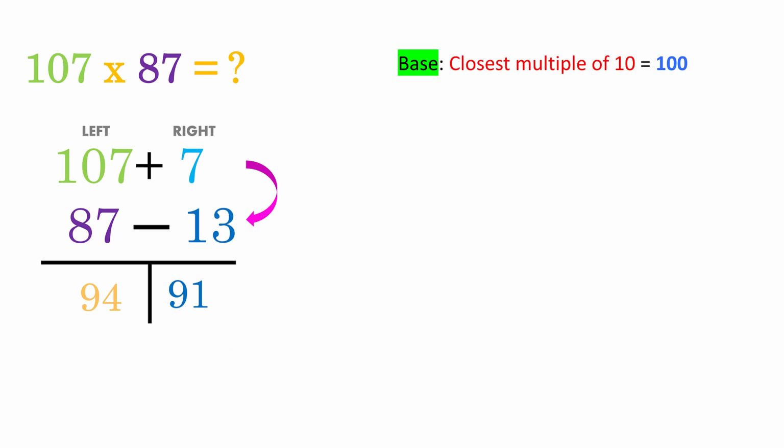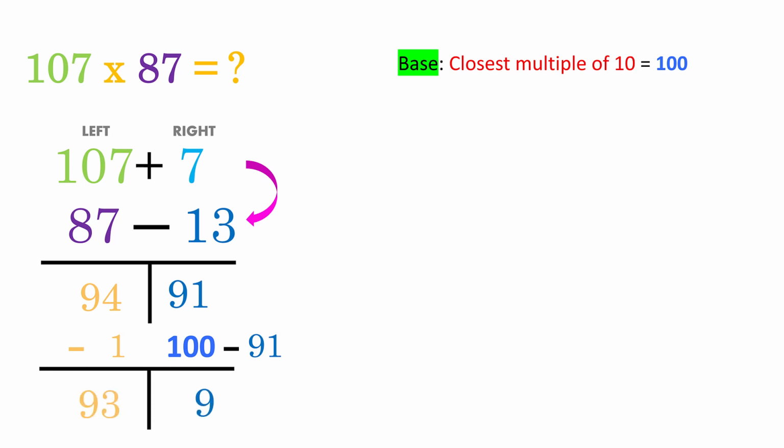Okay, but 9,491 is not the answer. We need to keep going. So 100 minus 91, and then subtracting 1, we get 9 and 93. Because 100 minus 91 is 9. But how can 107 times 87 be 939? So this is where the zeros comes in. So the number of zeros in the base is 2, which means the right portion of the answer must have 2 digits, at least 2 digits.